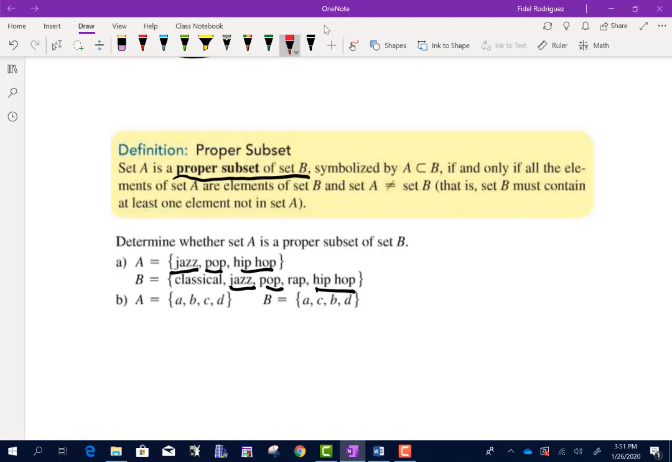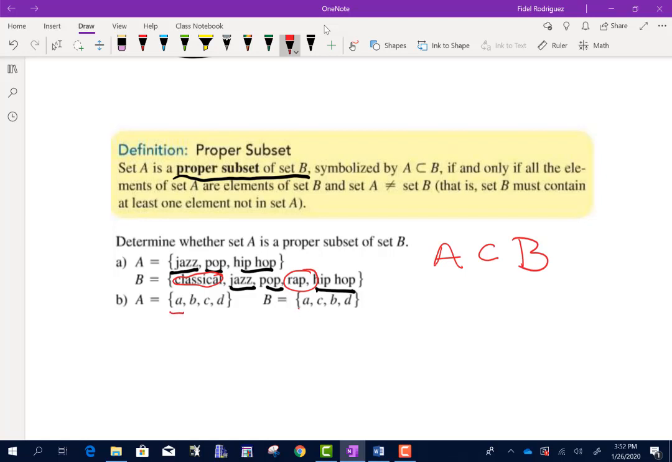But as long as set B has at least one element, in this case it has two, that is not in A, then we can say A is a proper subset of B. Okay. Now, let's do the same thing for the next one.